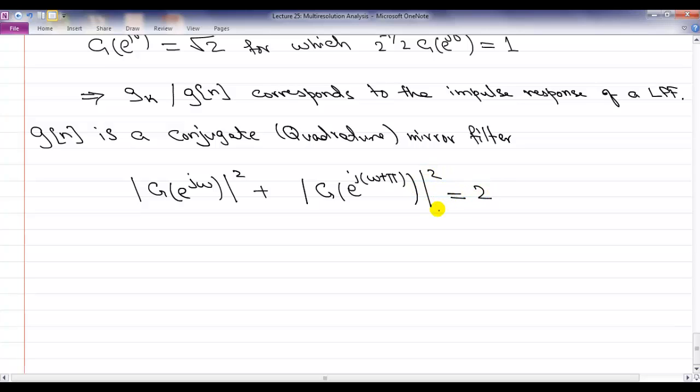Okay. So you take your filter's Fourier transform and you shift it by pi. So previously it is centered at 0. Now you shift it by pi. Okay. You center it at pi, and when you do that shift and you square the amplitude, you get back a constant.